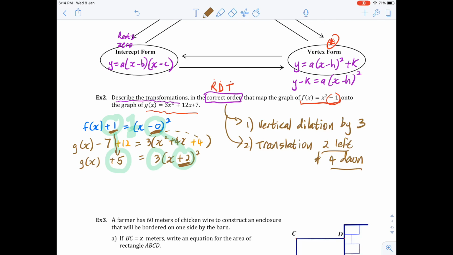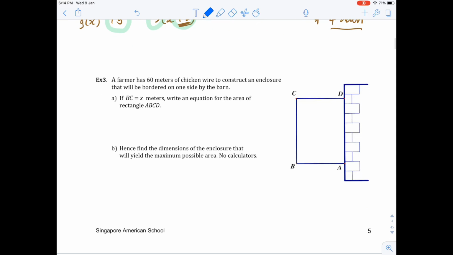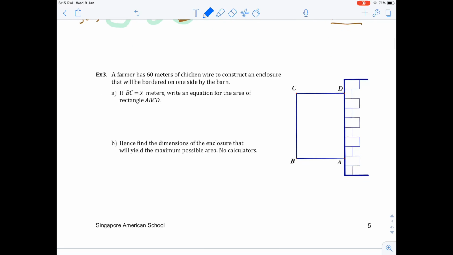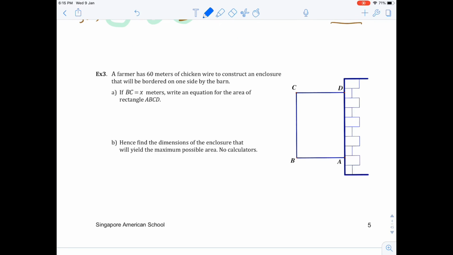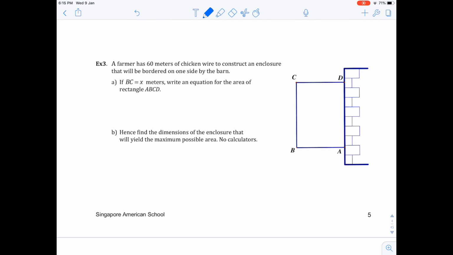Okay, now we move on to example number 3. What we have here is the first of our application problems, and so this relates to optimization. And so we're dealing with polynomials and specifically optimization of those polynomials. Okay, pay attention to our details here. So we have a farmer with 60 meters of wire, and that 60 meters of wire is going to create a rectangle, or rather 3 sides of a rectangle.